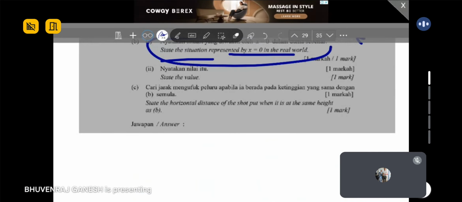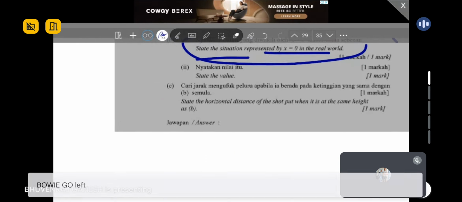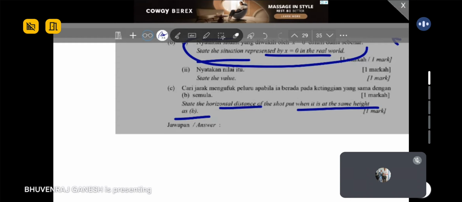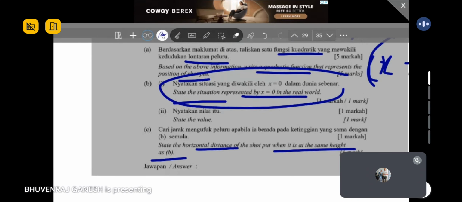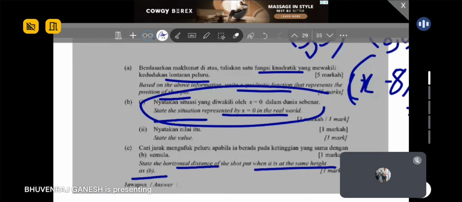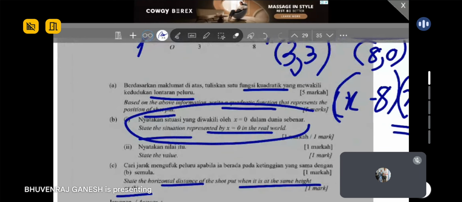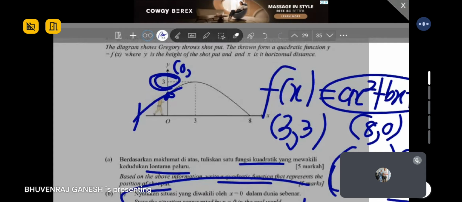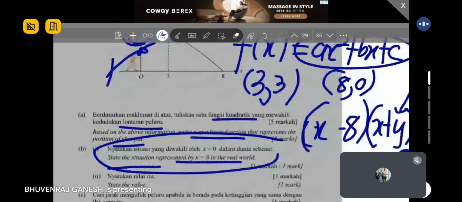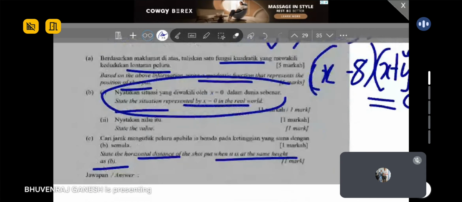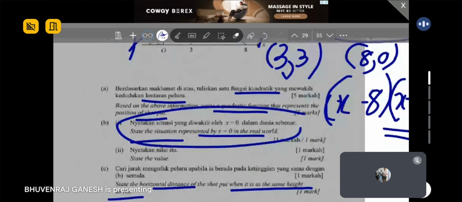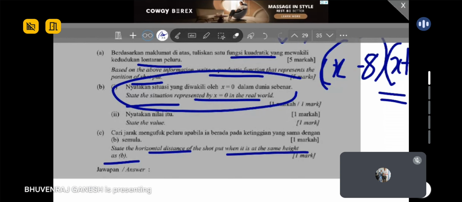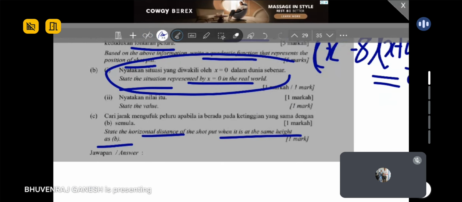Okay, so next question. Soalan C. Question C, they ask you to state the horizontal distance when it is at the same height as B. Mereka suruh nyatakan jarak mengufuk ataupun nilai X bila dia sama tinggi macam kat soalan B. So anyone? How to do this? Macam mana buat? Cuba fikir. How can I do this? Okay, so maksudnya tinggi tadi adalah apa? Tinggi tadi adalah 48 per 25.